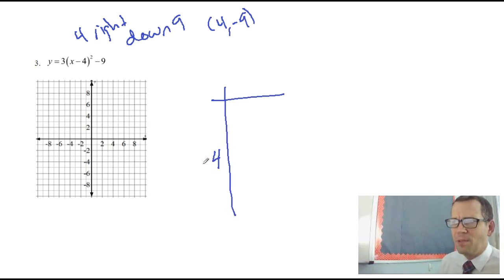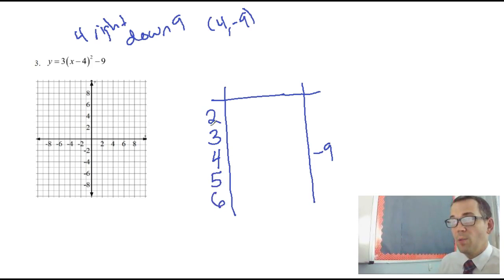I could take the time to plug this 4 into this equation and do all the math, but a negative 9 is what should pop out, so I'm going to skip that step. I'm going to build around this table. Here are the numbers that are less than 4. Here are some that are more than 4. And we're just going to plug these x values into the function and see what pops out.